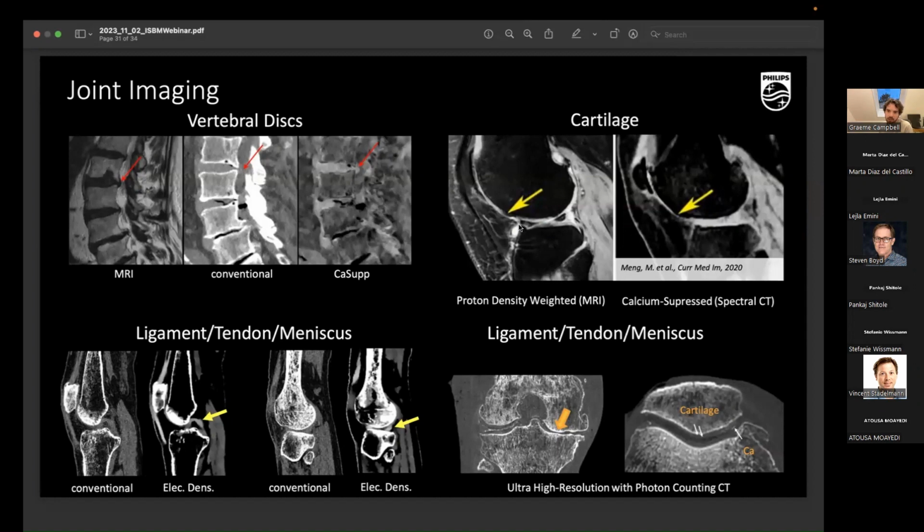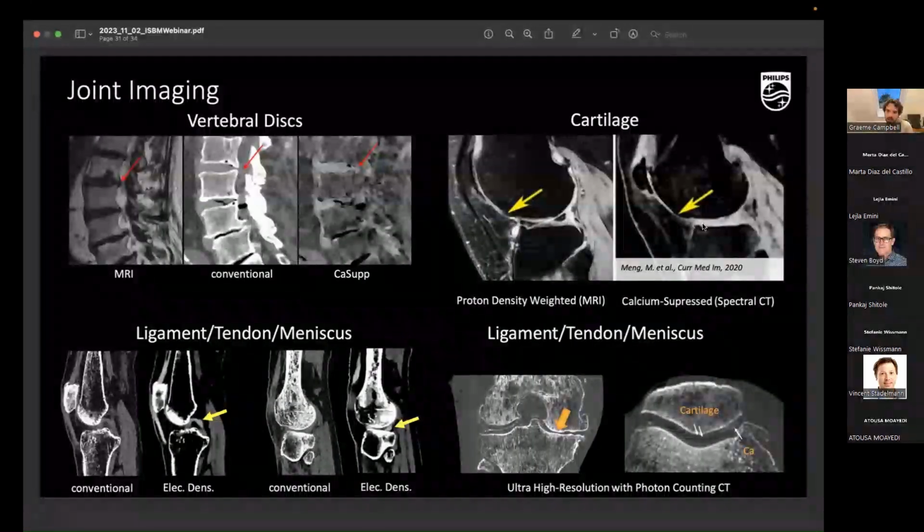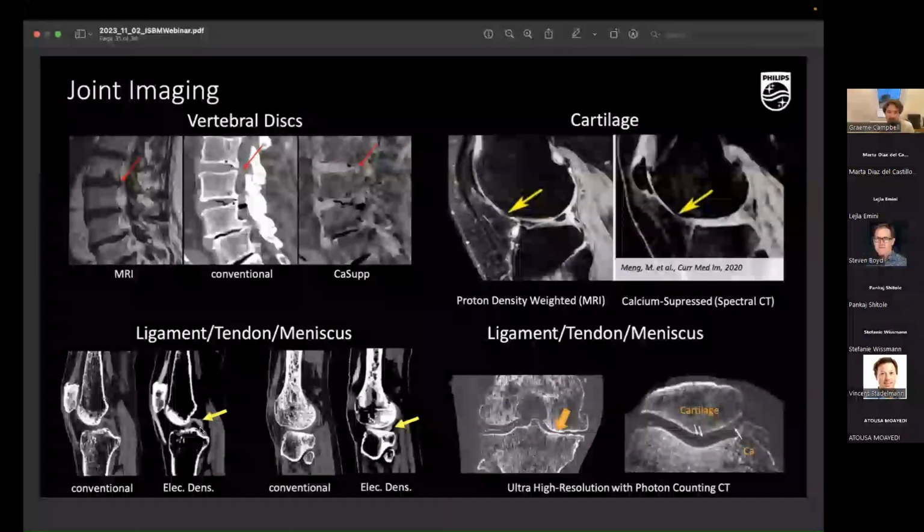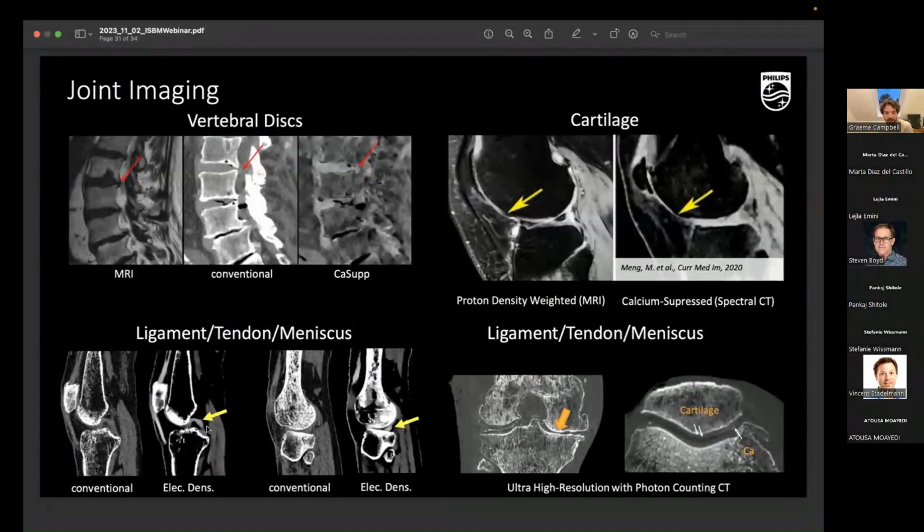Cartilage morphology, again, looking at a calcium suppressed image and comparing it to the proton density weighted MRI image, you can see the lesion, the really thin layer of cartilage versus the surrounding, similar to what we see in the MRI. This was just an experiment I did with the electron density image to see if I could see a ligament, and or the meniscus.